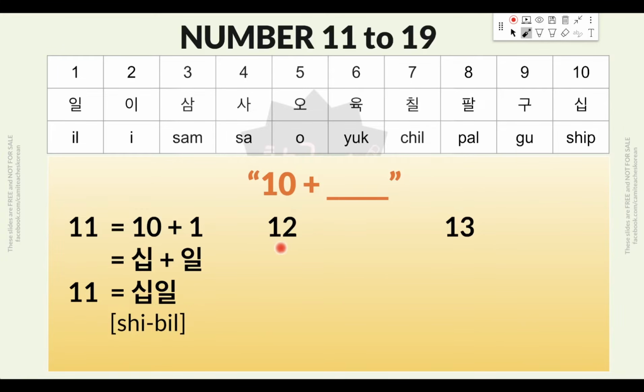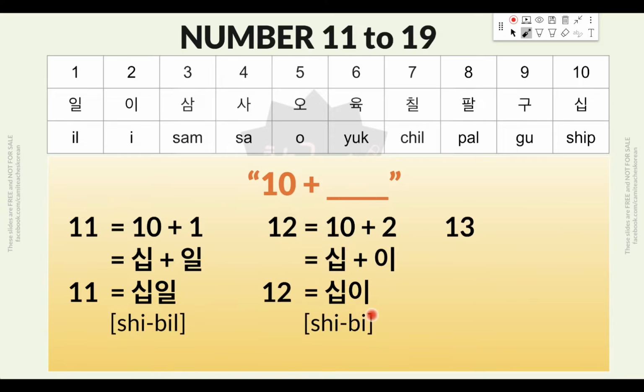Let's go to 12. So, 12 po is just 10 plus 2. 10 plus 2, ship, E. So, ship, 10, E, 2. Together, shibi. So, ito, resyllabification, akyat pa rin po siya kasi circle pa rin po ito. So, akyat po siya dito, shibi. Ayan, so 12 na po siya, shibi.